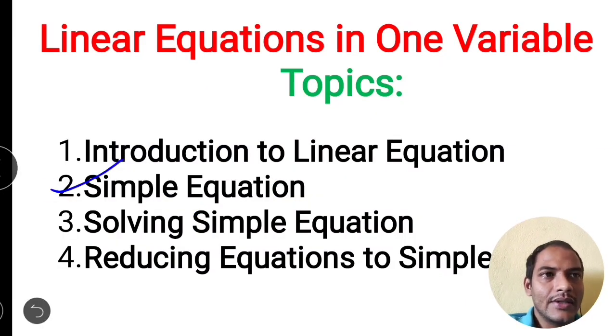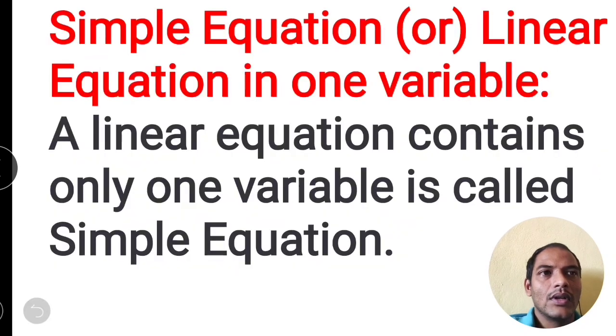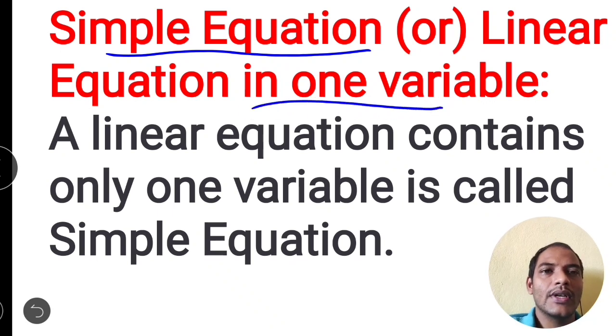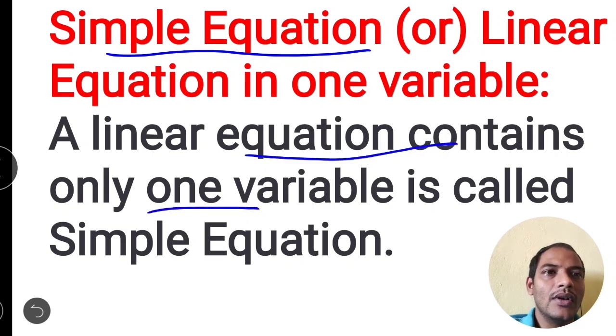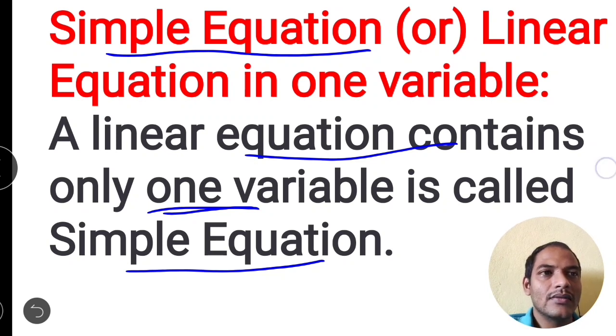Let us revise the simple equation definition. Simple equation is another name for linear equation in one variable, so both are the same. What is the definition? A linear equation that contains only one variable is called a simple equation. Let's see some examples.